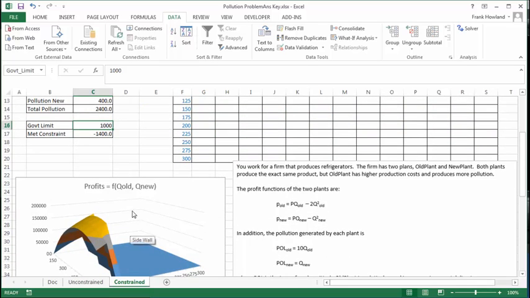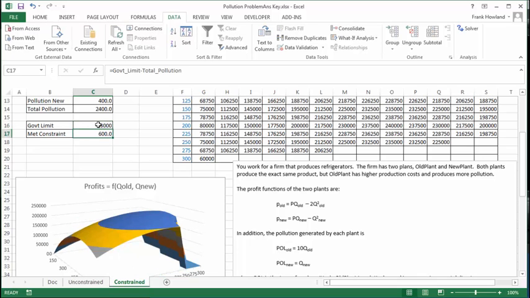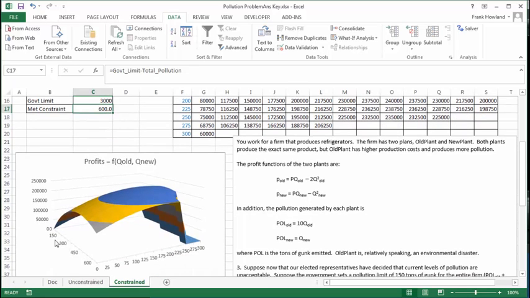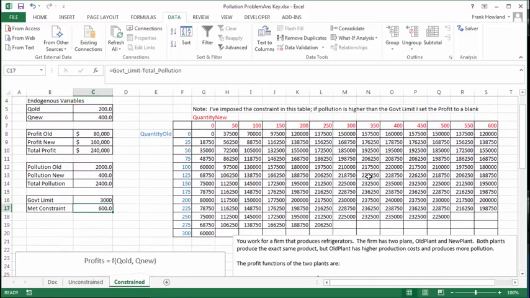So take a look at the graph. If we were to change the constraint, so say the government limit was 3,000, we'd find that we have a whole bunch more possibilities open to us in terms of how much we could produce from the old plant and in the new plant. Okay, and so we got this whole table here, and we could probably find the unconstrained profit maximization, right? We could probably get there. So let's try that. All right.